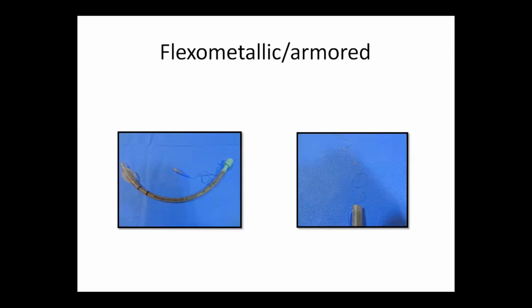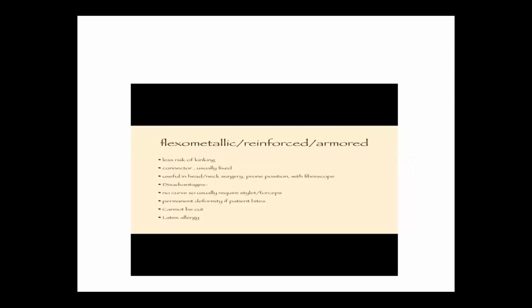Now, another very favorite tube to be asked is the flexometallic, armored or reinforced tube. So it can be called reinforced, it can be called armored, or it can be flexometallic. Again, what was the use, why do we need to use this tube? What are the indications, in which surgeries should it be used? It is a spiral wire embedded tube. Because of the spiral embedded wire, it has a less risk of kinking and getting compressed. So all those surgeries where there's a risk of compression and kinking, like head and neck surgeries, thyroid surgeries, cervical spine surgeries, prone position, this tube should be preferred.